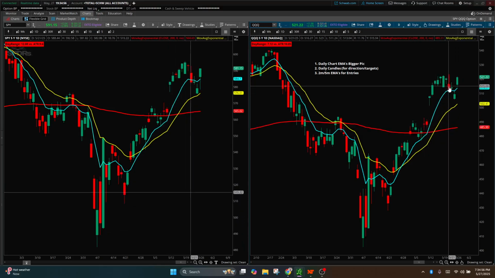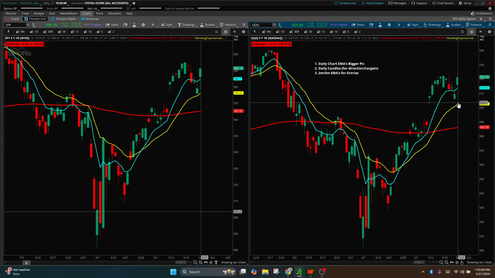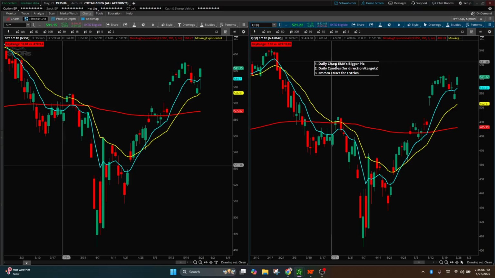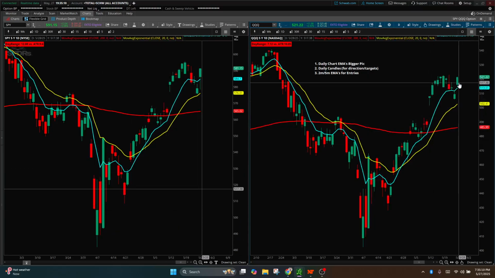Obviously, Friday we broke below the 9 on the Qs here, came back near the 20, and then we gapped up this morning and had a move up. So that's the first thing I'm looking for: where are we at, what's the bigger trend looking like.